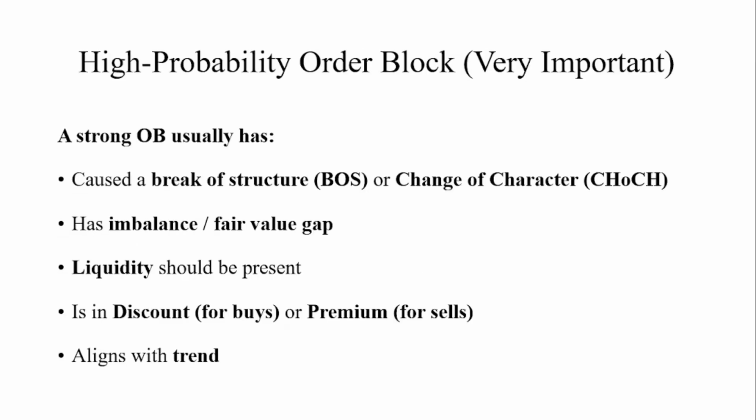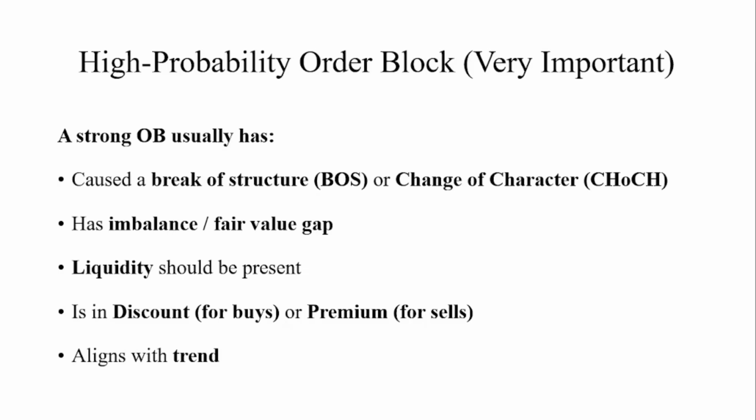Now, high probability order blocks. These are the things you need to see present before you can say this particular order block is valid or this particular order block is not valid. A strong order block usually has caused a break of structure or a change of character. If you want to take a trade and you see that that order block hasn't caused a break of structure, do not go for that trade. And I'm going to show you on my chart what I mean by waiting for a break of structure before taking a trade. Or if that particular order block hasn't caused a change of character, stay away from that trade.